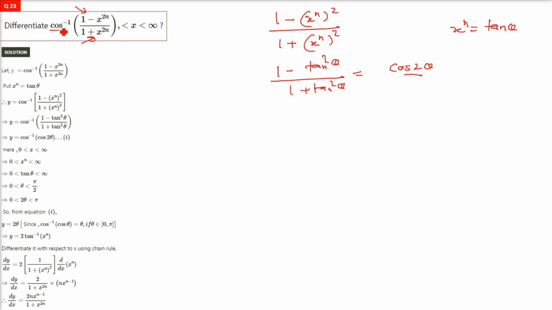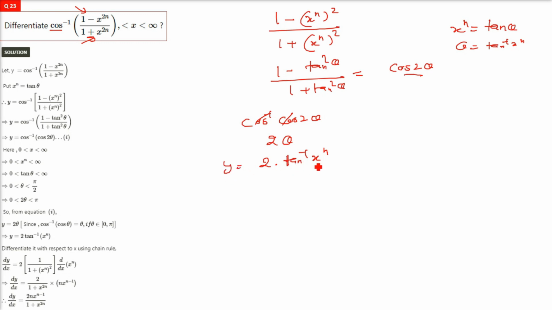So cos 2 theta is now, in terms of cos, we have a cos inverse outside. So it will be cos inverse cos of 2 theta. Now this you can cancel, you have a 2 theta. So how do we get theta here? Tan theta is x to the power n, theta is tan inverse x to the power n. So 2 into tan inverse x to the power n.